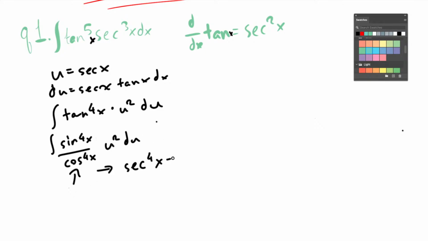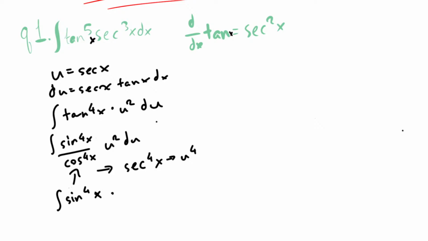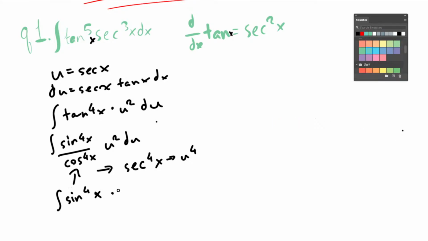So then that just becomes u to the 4th. So then we get sine 4x times u to the 6th du.